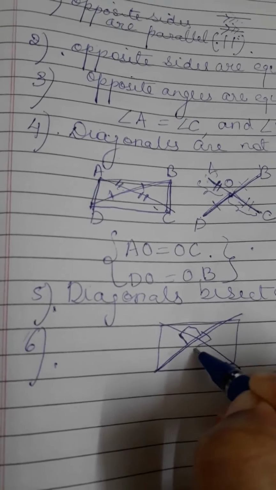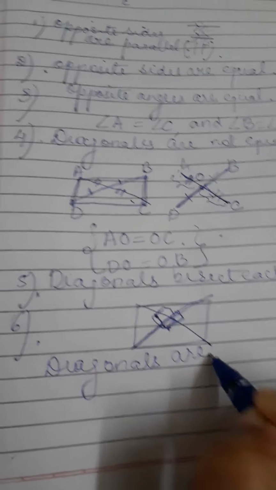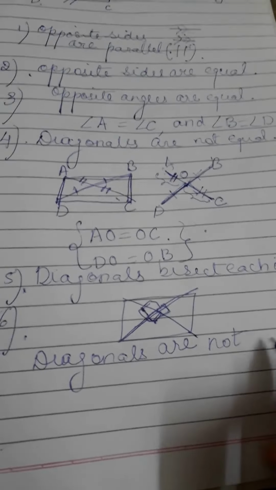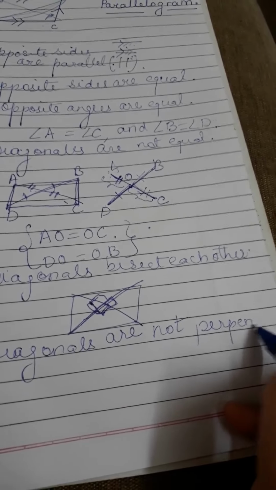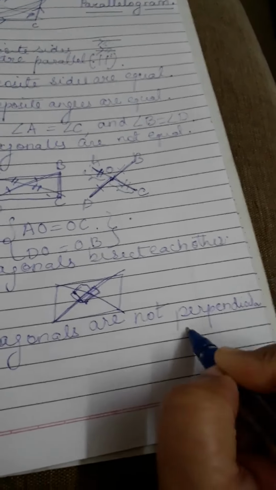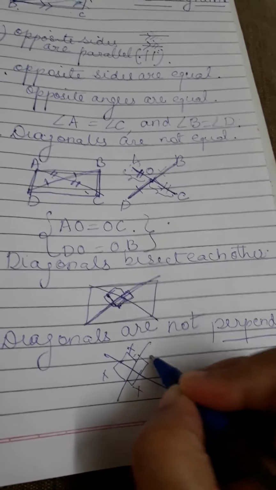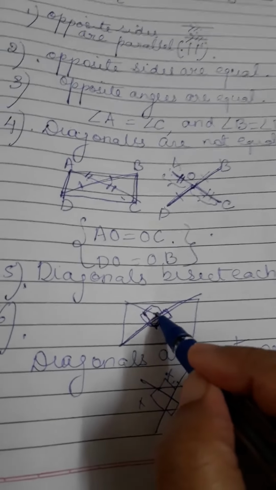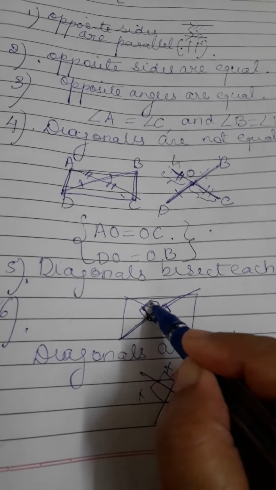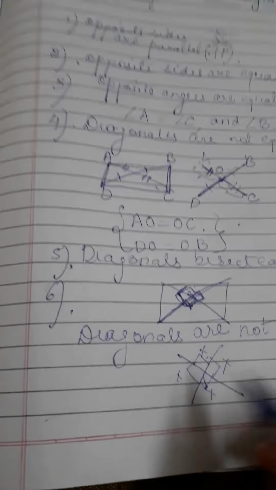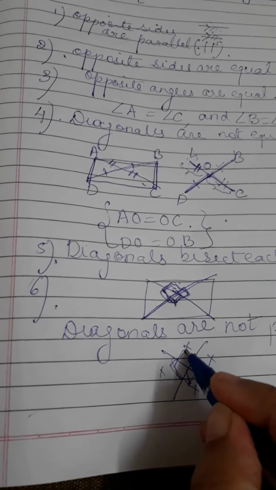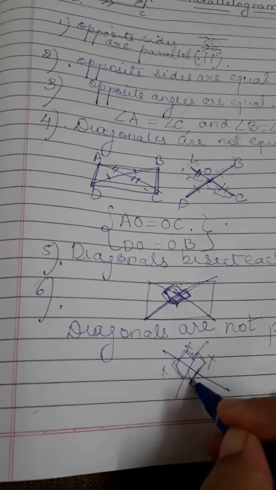In some quadrilaterals, diagonals are perpendicular. Here diagonals are not perpendicular. Perpendicular means making 90 degrees. So is this 90? No, not in the case of a parallelogram. In some quadrilaterals, when the diagonals meet at a point, they make four 90 degree angles. But in this case, the diagonals do not make 90 degrees with each other.